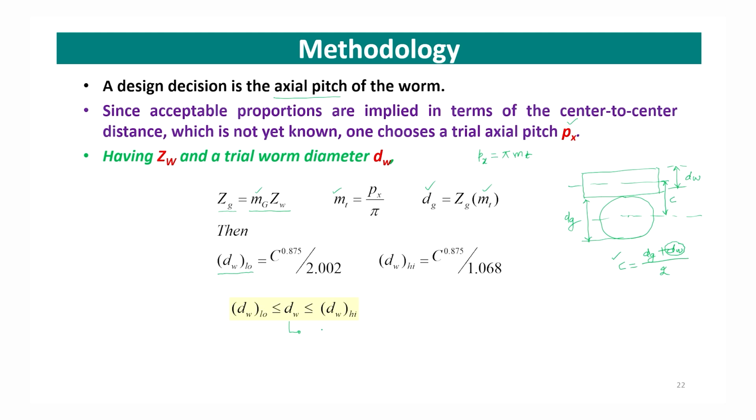From this second value of dw, substituting here, we will get the second value of c. Then this c will be again used to get the lower value of dw and the higher value of dw, and then we will choose the third value of dw which will be within that range, and that dw will be substituted here to get the value of c. And this process is repeated till the two consecutive center distances are almost the same. Then that dw is taken as the final dw, and we will move on to get other parameters. So, that is shown here.